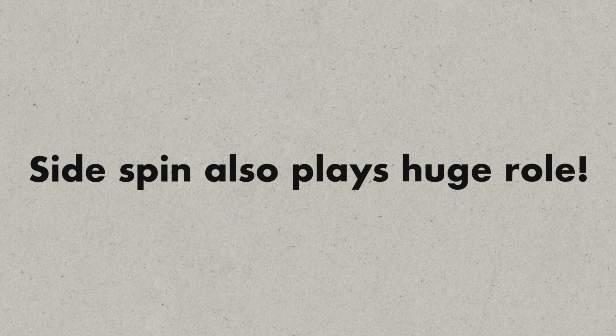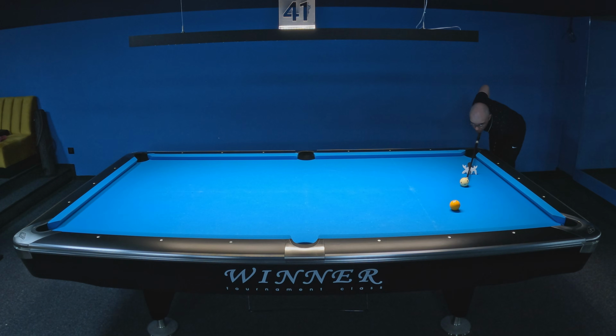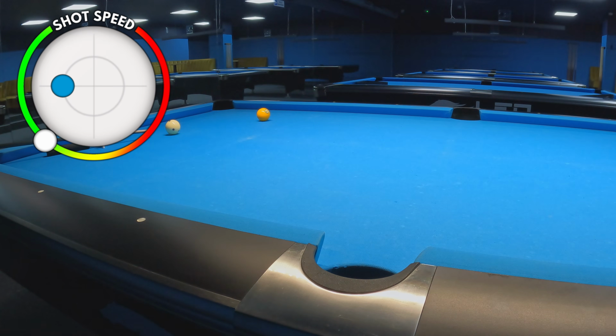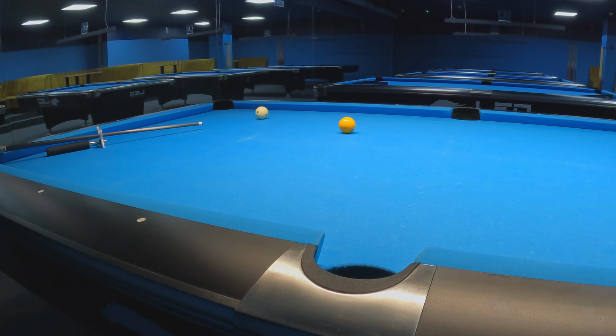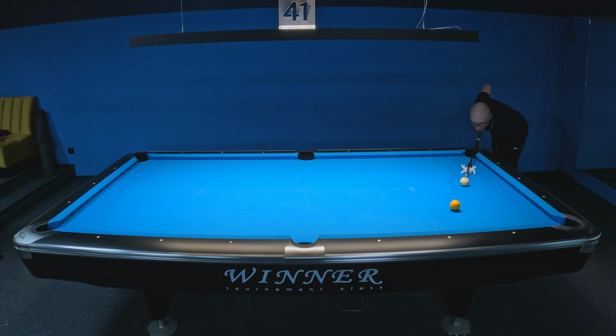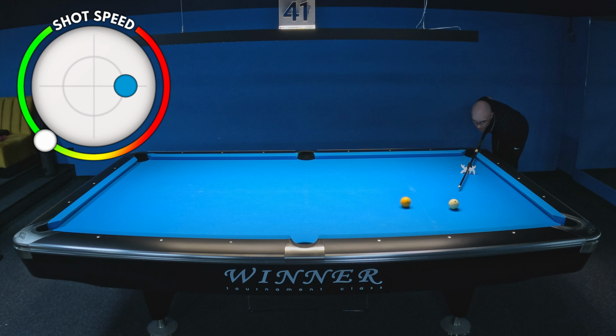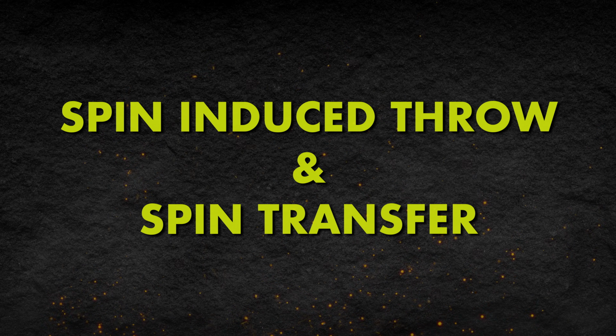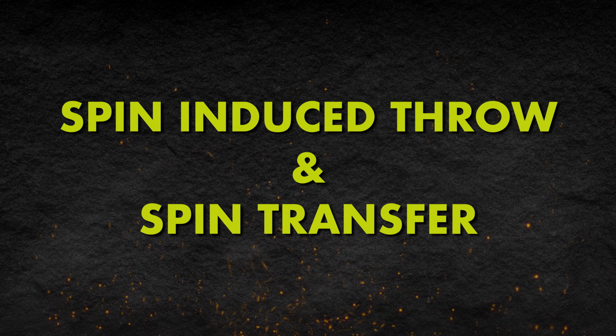And actually, side spin also plays a huge role during executing bank shots, because if we try to play the same shot using left spin, then we can see that the object ball is going long, but on the other hand, if we apply right spin, then the object ball is going short. And this happens because we experience factors called spin-induced throw and spin transfer.